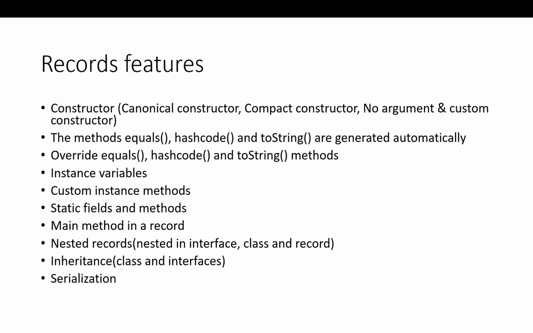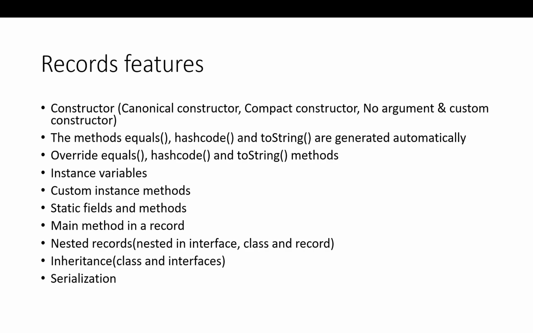In a record, we can define our custom instance methods. We will see later how we can create the custom instance methods in a record. In a record, we can define static variables and we can also define the static methods. In a record, we can create the main method.